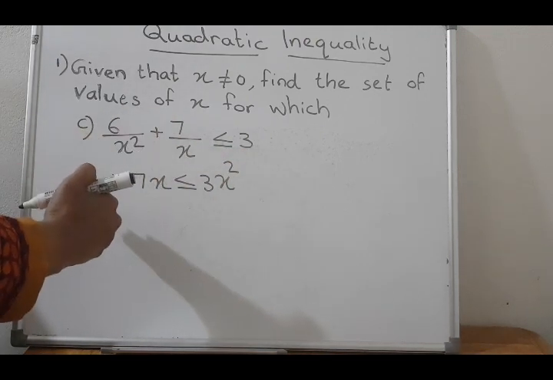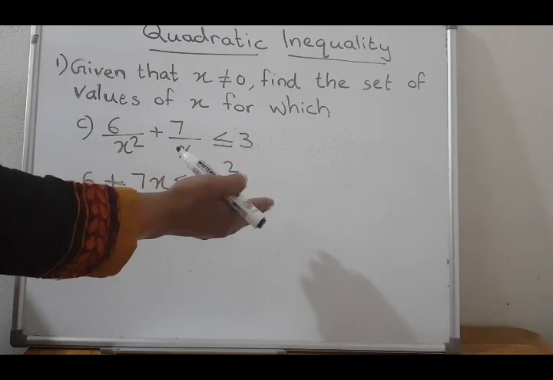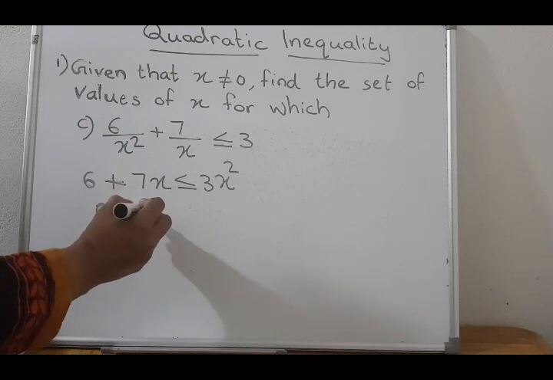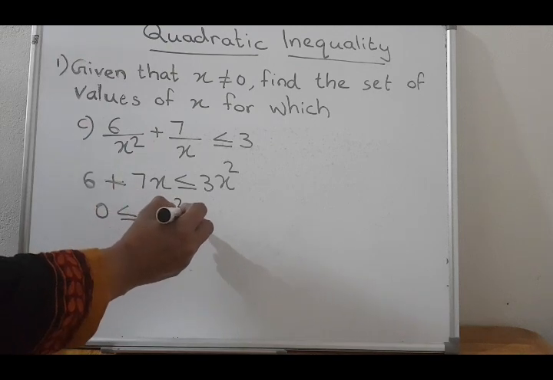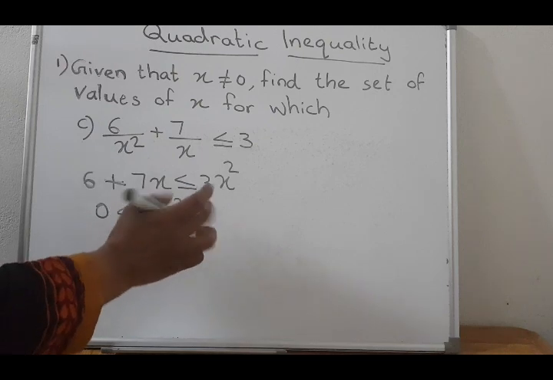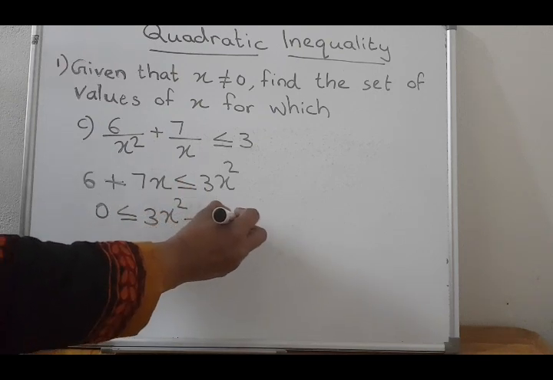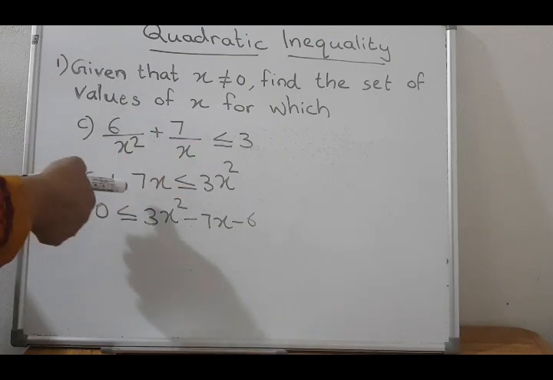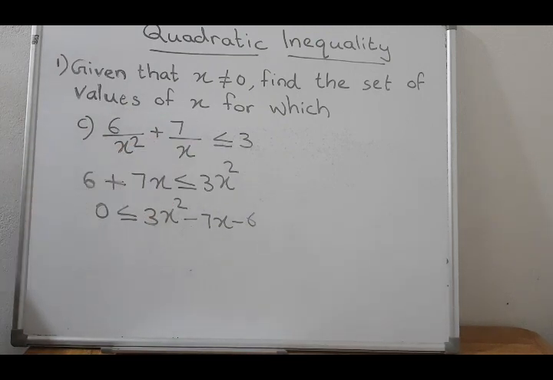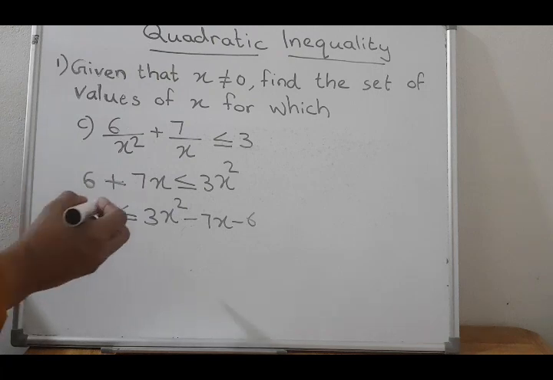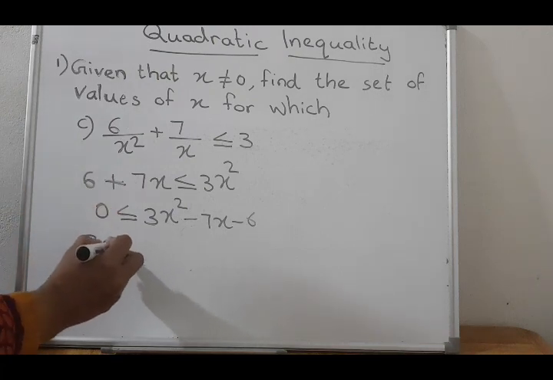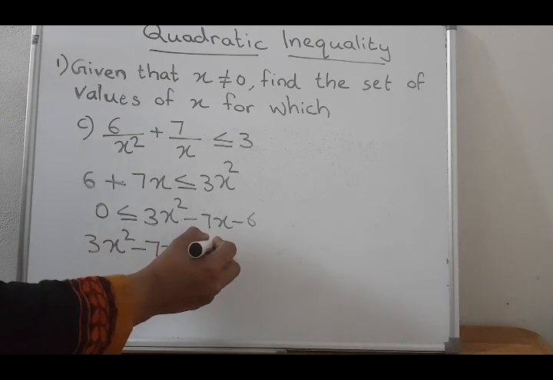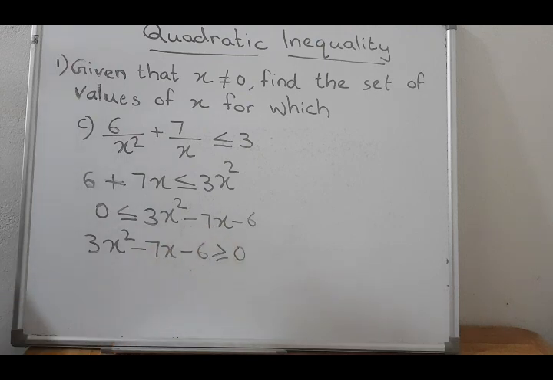See, you can either take 3x square to this side or 6 plus 7x to the other side. So I will rewrite it as 0 less than or equal to 3x square minus 7x minus 6. Or you can write it as minus 3x square plus 7x plus 6 less than or equal to 0. So this is same as 3x square minus 7x minus 6 greater than or equal to 0.